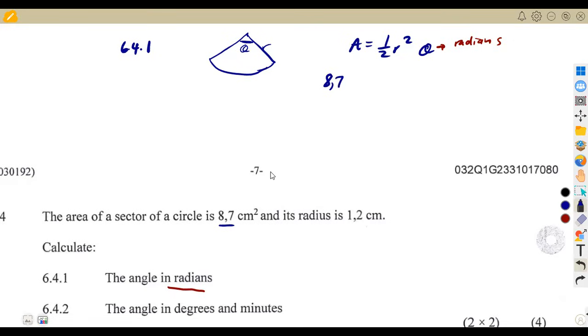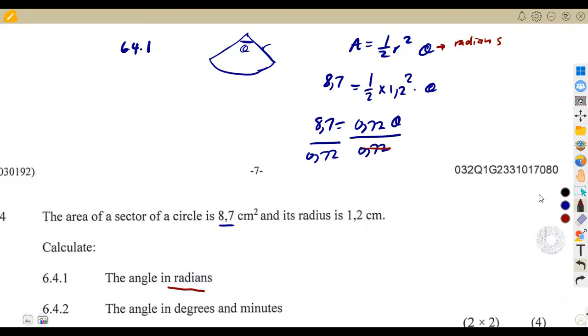So 8,7 square centimeters is equal to half r squared, our radius squared, which is 1,2. So it is half of 1,2 squared times theta. You can divide by the whole of this part on the other side, or you can simplify stage by stage. 8,7 is equal to half of 1,2 squared, which gives us 0,72 theta. To find theta, divide by 0,72 on both sides. Theta is equal to 12.083 radians.